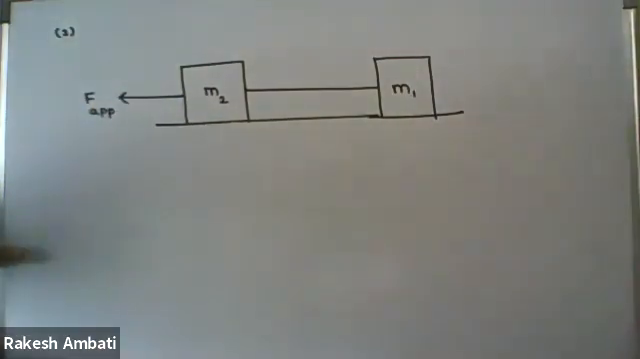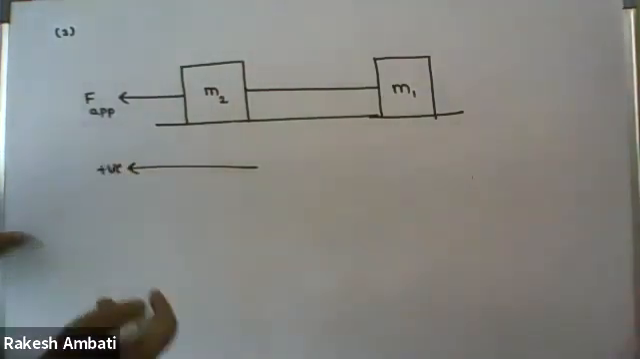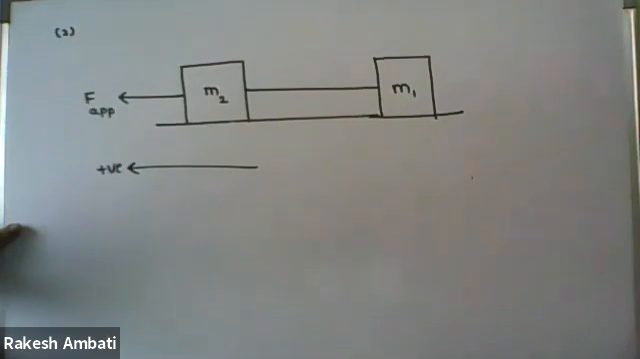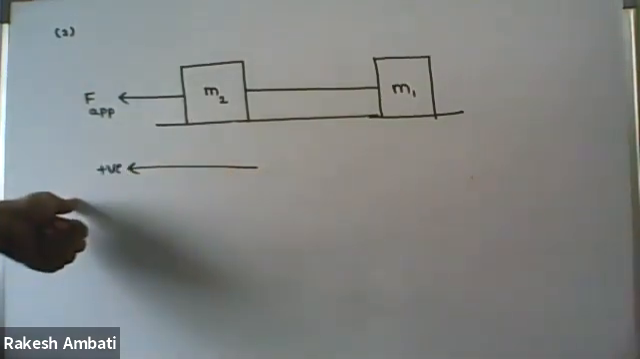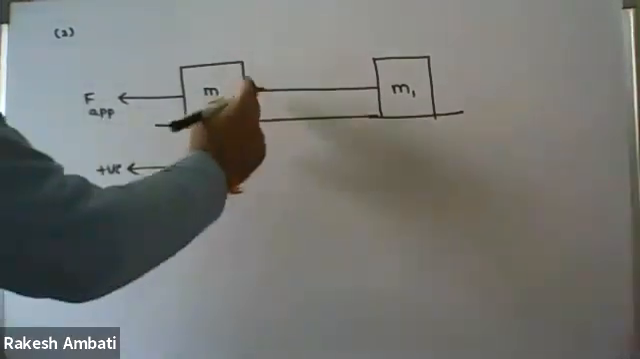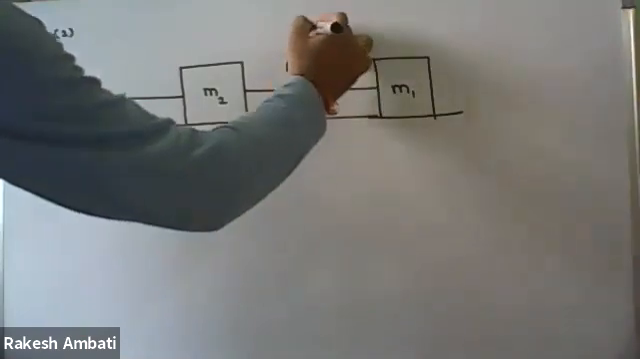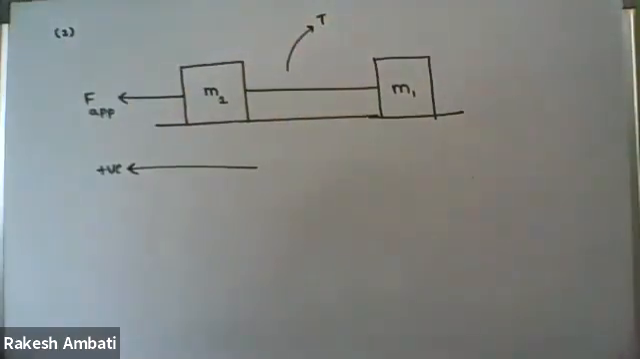As per our convenience, take this direction as the positive direction so that we won't get any negative signs. This is the applied force. M1 and M2 are connected by a string. In this string, the tension force is T.